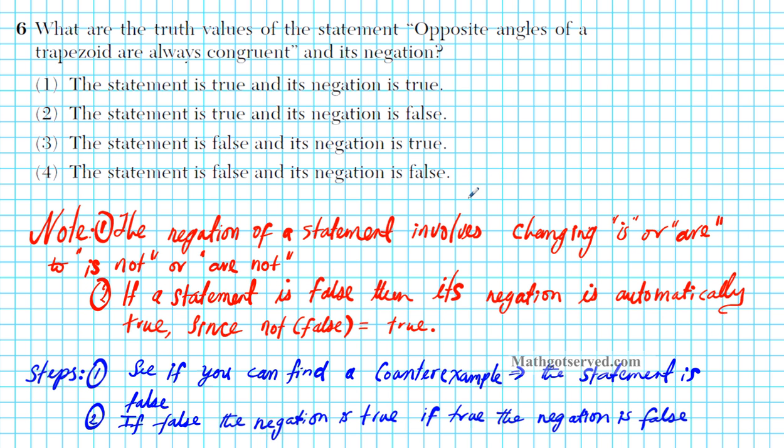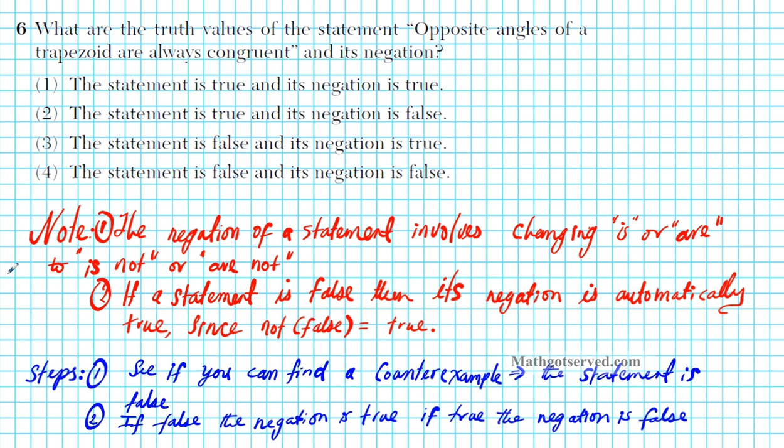Now, if you can find no counterexamples, then you have to use a rigorous proof to show that all cases are true. So first, we're going to look at the statement, opposite angles of a trapezoid, look at all the possible configurations of a trapezoid, and ask ourselves, are the opposite angles always congruent? If they're always true, then the statement will be true, and its negation will be false. But if we can find one counterexample, a case where the opposite angles of a trapezoid are not congruent, then that statement is automatically false, and its negation, the opposite, will be true.